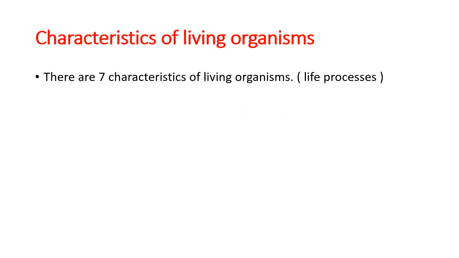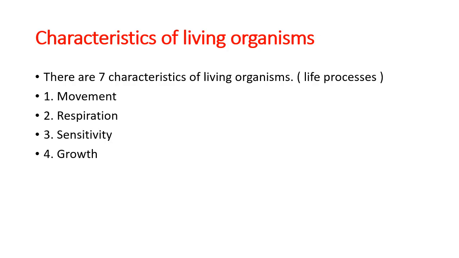There are 7 characteristics of living organisms which are also called life processes. These 7 characteristics help us to differentiate living beings from non-living things. Movement, respiration, sensitivity, growth, reproduction, excretion, and nutrition.